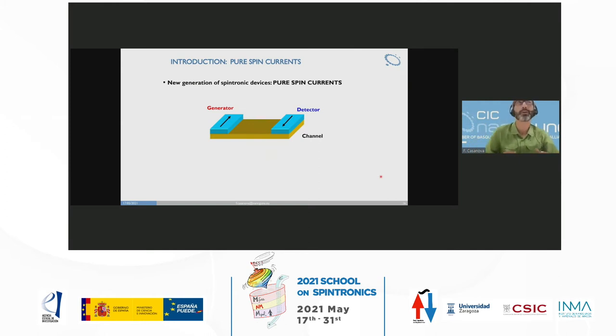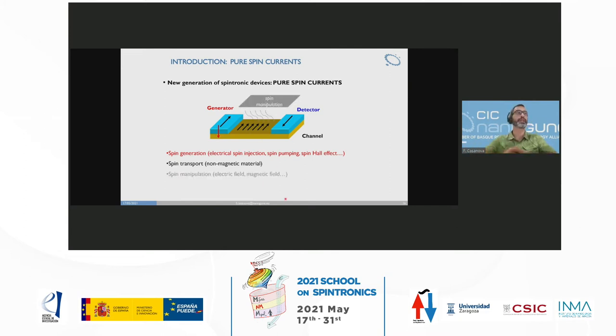So the general idea is, how can we work with pure spin current? We will need different ingredients. We need to generate this spin current. There are different ways to do this. Electrical spin injection is the one that I will discuss later, but there are other ways, spin pumping, spin Hall effect, which I will just mention. Once this spin current is created, we want to transport it as far as possible in a non-magnetic material. So we need to study spin transport and optimize it. During this transport, you would like to manipulate it for different operations. You can do this with electric field, magnetic field, etc. And finally, you have to detect the outcome of this manipulation by detecting the spin. Typically, for the effect that you use for injecting and generating, you usually have the inverse effect that can be used to detect.